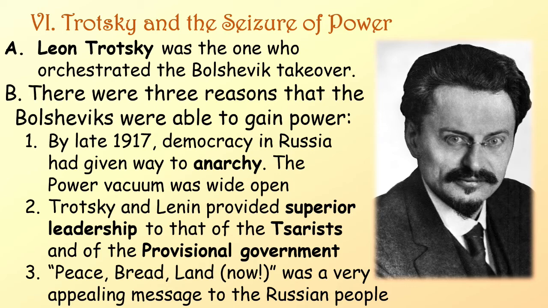Number two, Trotsky and Lenin provided superior leadership to that of the czarists and to that of the Provisional Government. And number three, the campaign slogan, "Peace, Bread, Land, Now," was a very appealing message to the Russian people. It contained everything they wanted: an end to the war, food, and land to work.